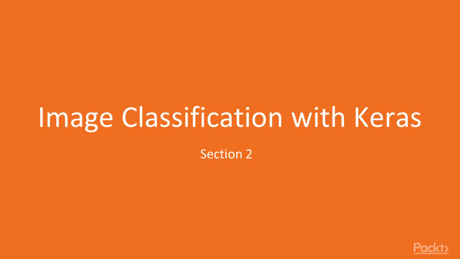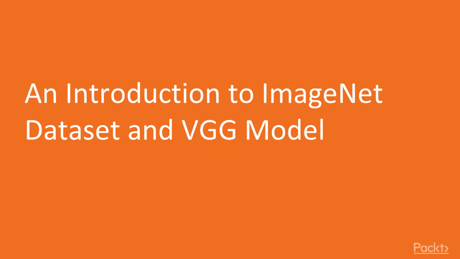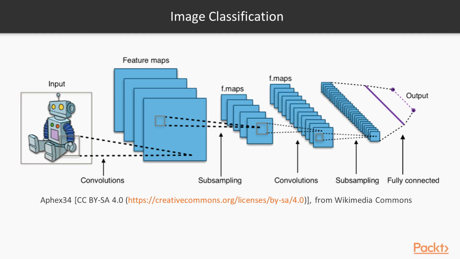Hello and welcome to section 2. This is image classification with Keras, and in this video we will introduce you to the ImageNet dataset and also to the VGG model. And we'll get started with just having a look at our example neural network.